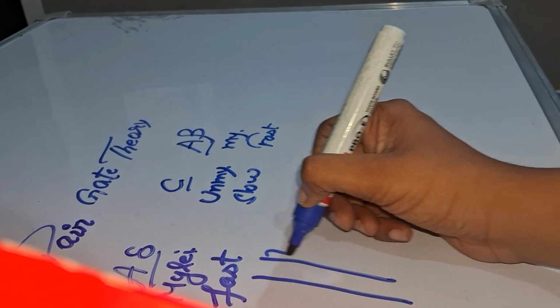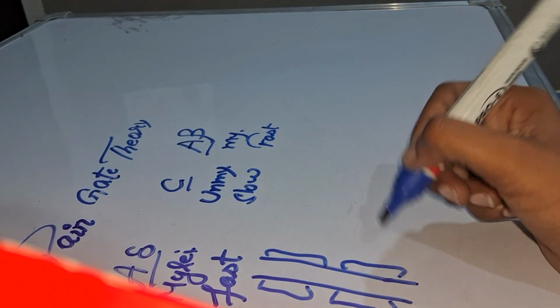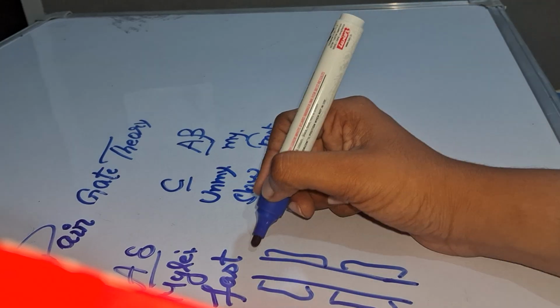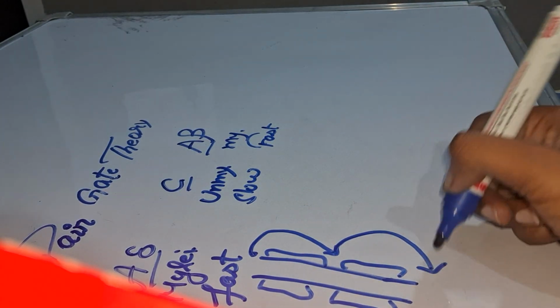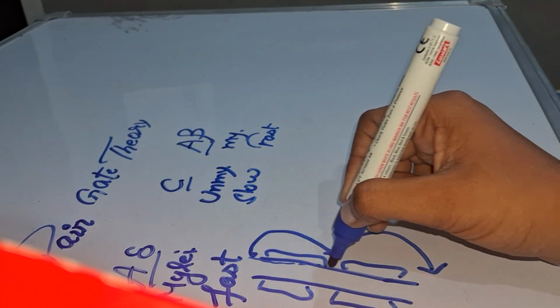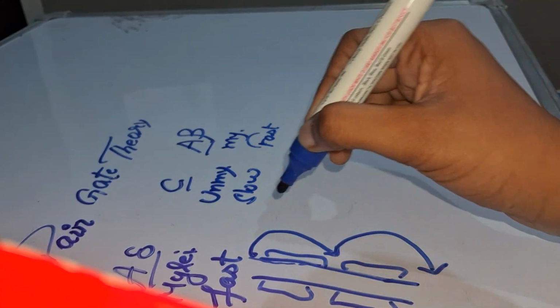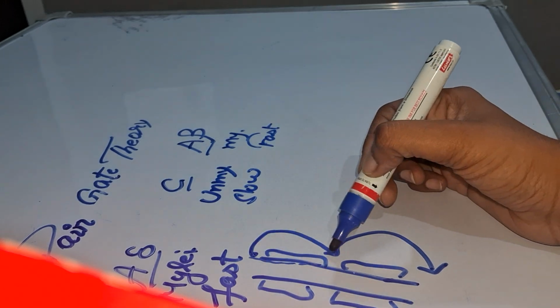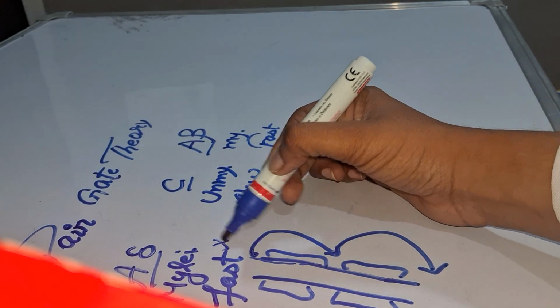This is the axon, this is the myelin sheath. Again, the myelin sheath is present over here, and the conduction is like this. The impulse will not cross the myelin sheath. There is a jumping conduction, or saltatory conduction. That's why the conduction is fast.